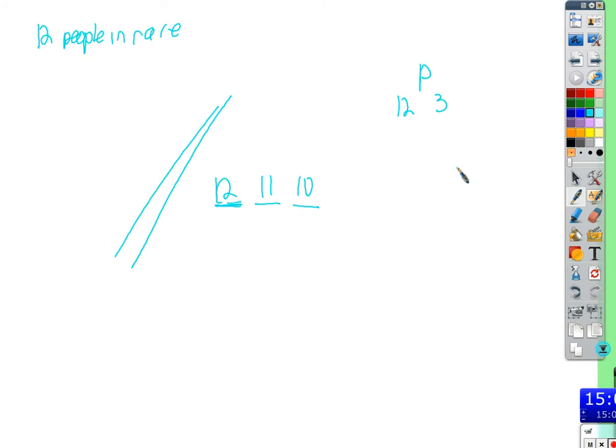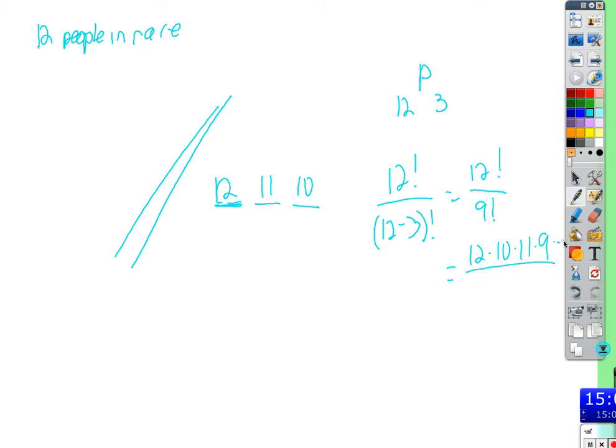The formula is just going to give you that, right? It's going to be 12 factorial over 12 minus 3 factorial. That's 12 factorial over 9 factorial. That's going to be 12 times 11 times 10 times 9 over 9 factorial. 9 factorial will cancel with 9 factorial there, and we'll have 12 times 11 times 10. Not that it makes a difference. That's 1320. 1320 is the number.